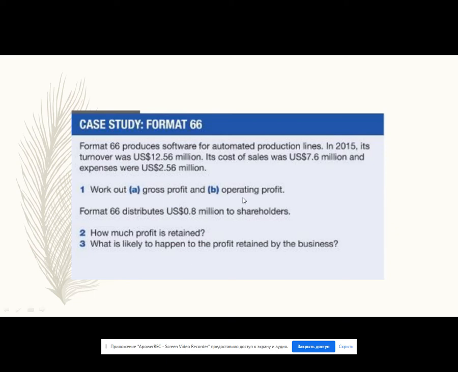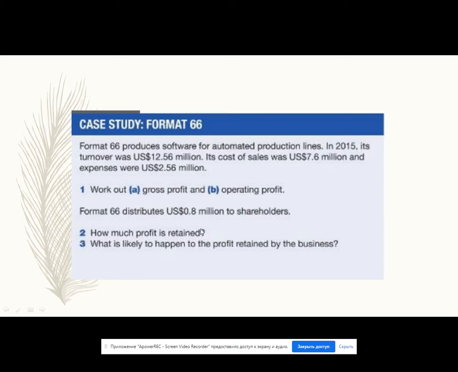1B, work out operating profit. As you remember, operating profit is gross profit less expenses. Gross profit was 4.96. We've just calculated it. And expenses are 2.56. So 4.96 million less 2.56 million, it's going to be 2.4. Amazing.